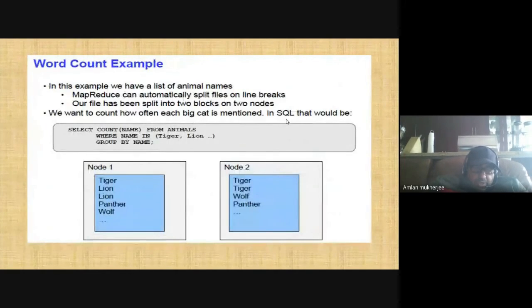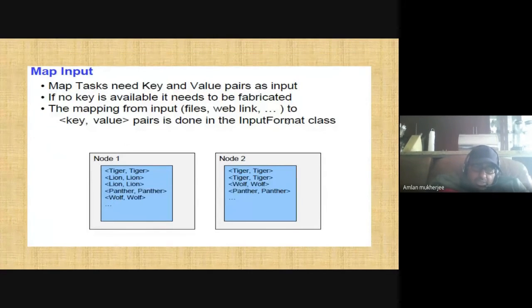Okay, so you see in this example, what they're doing is select count name from animals who are named tiger, lion, etc. Group by name. তো এটা তুমি যদি একটা প্রসেসরকে দিলে, তার তো প্রচুর কাজ আরো বেড়ে গেল। নোড 1 এ টাইগার আছে, লায়ন আছে, প্যান্থার আছে, উলফ আছে, নোড 2 তেও টাইগার আছে, উলফ আছে, প্যান্থার আছে। Okay, so what is happening now is that you see they will do a key value pair.